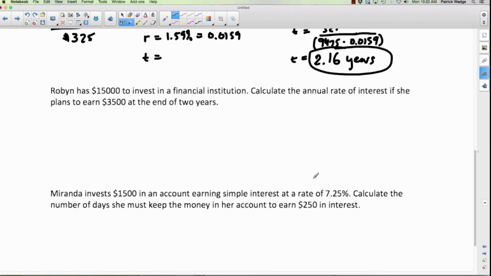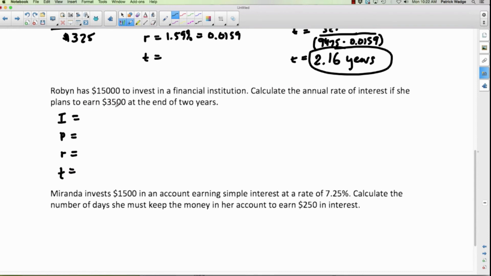Okay. Robin has $15,000 to invest in a financial institution. Calculate the annual rate of interest if she plans to earn $3,500 at the end of 2 years. So this can get confusing, what they're asking, so you might want to write down all the things they talk about here. Do we know the interest?